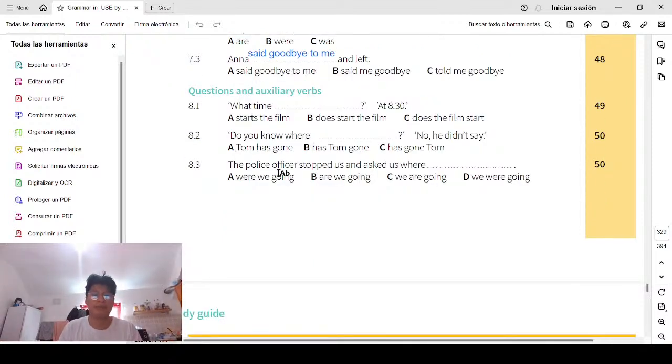Questions and auxiliary verbs. Remember the structure of the question. Okay, remember the structure: question word, auxiliary, subject, and a verb. In this case, what time does the film start? Okay, next one.